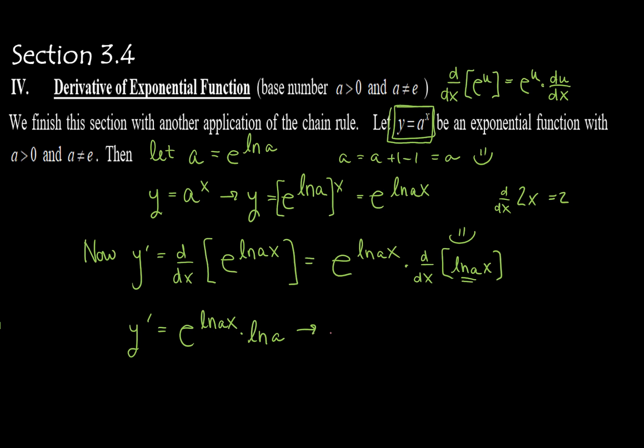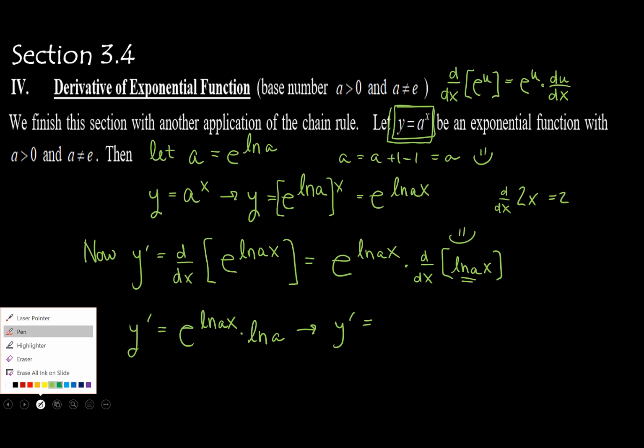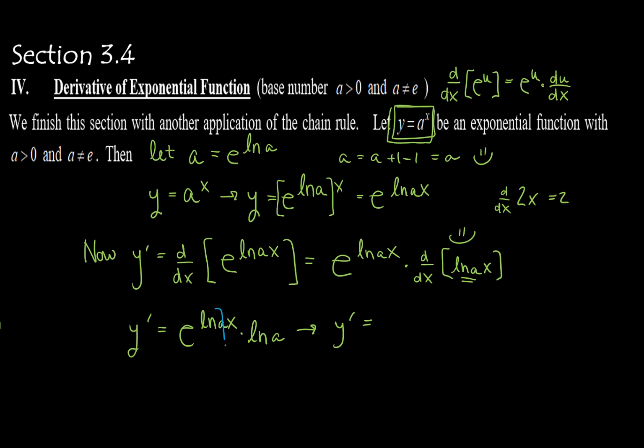So then let's simplify. So y prime equals, remember our substitution from the beginning, this thing right here equals a. And then we've got a to the x, and then times natural log of a. So now we've got this formula. So y prime equals a to the x times natural log of a.